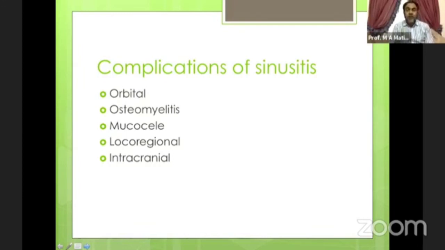The orbital complications like orbital cellulitis, orbital abscess, then osteomyelitis of the maxillary sinus or frontal bones. We have mucocele of the frontal sinus or ethmoid sinuses. We have locoregional complications like pharyngitis, sinusitis, otitis media, or we have intracranial complications like meningitis, brain abscess, or cavernous sinus thrombosis, a very fatal complication from sinus infection. So the commonest complication of sinus infection is the orbital complication, orbital cellulitis. We also have frontoethmoid mucocele, and rarely we have intracranial complications. That's why it has to be treated.